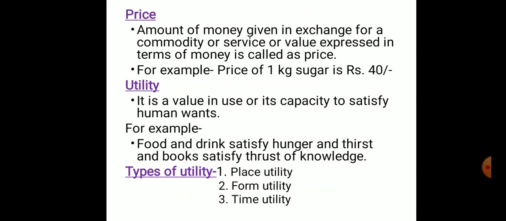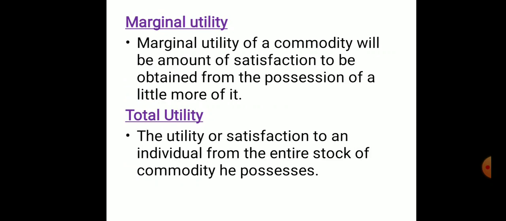Next we are going to discuss an important term, that is utility. Utility is nothing but a value in use or its capacity to satisfy human wants. For example, food and drink satisfy hunger and thirst, and books satisfy the thirst of knowledge. The basic types of utility are place utility, form utility, and time utility. Along with this, two more types of utility are also important, that is marginal utility and total utility.